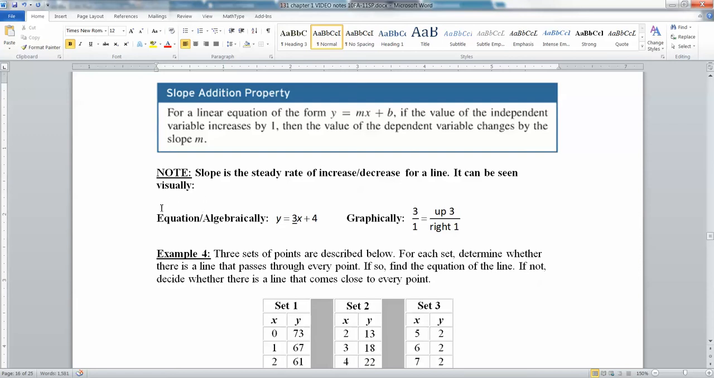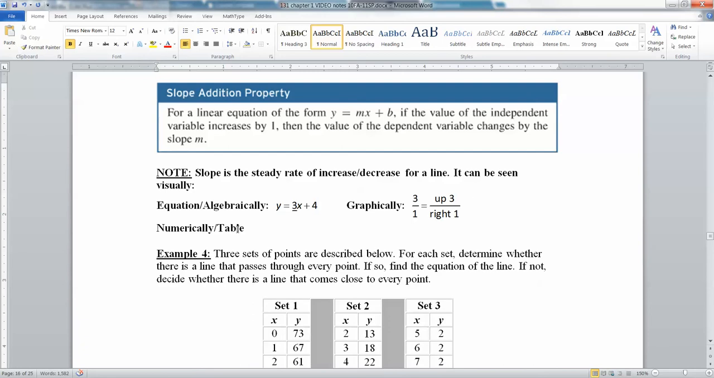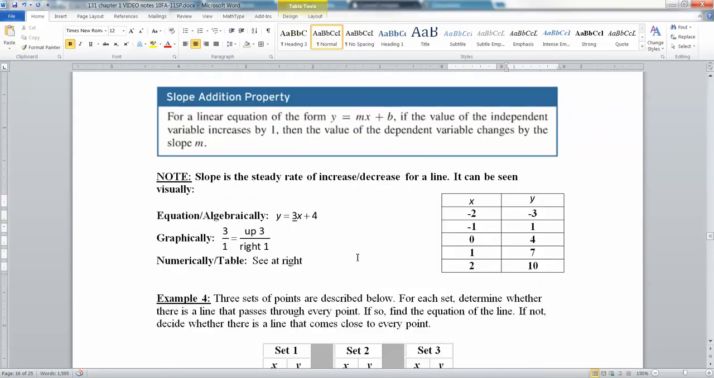So then there's one other way, and that's what we're getting to with this guy right here, and that's numerically. That means in a table. So in a table, you can spot it as well. Now, how do you spot it? And again, I know it's probably tight on your paper. You might want to squeeze this in the margins or put it on another sheet.